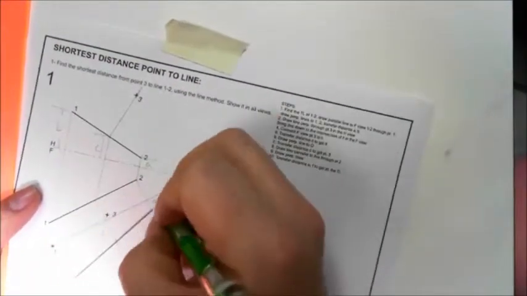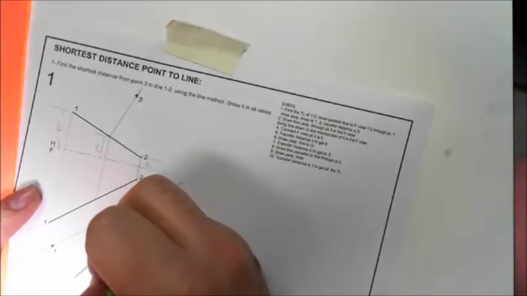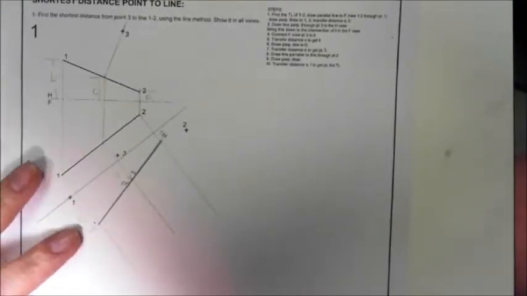So that becomes the true length of 1, 2. So there's our true length. Okay, come into focus. There we go. True length of 1, 2. That was weird how I did that.